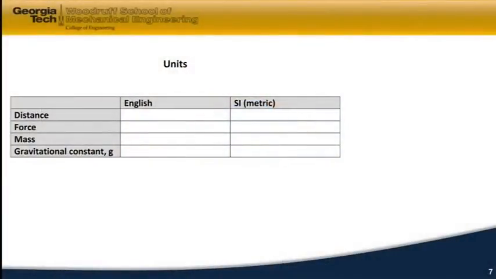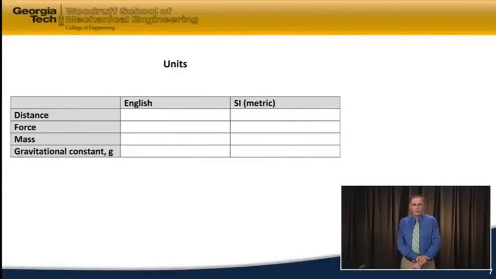So the last thing I want to do in this module is talk about the system of units that we're going to use in the course. There's two systems of units that we're going to use. One is the English system of units, and the other is the international system of units, or sometimes called the metric system of units, abbreviated SI. So I'd like you to pause again and take your time and write down what are the typical units of measurement that are used in these systems for measuring distance, measuring force, measuring mass. And then I'd also like you to write down the gravitational constant for each of these systems of units.